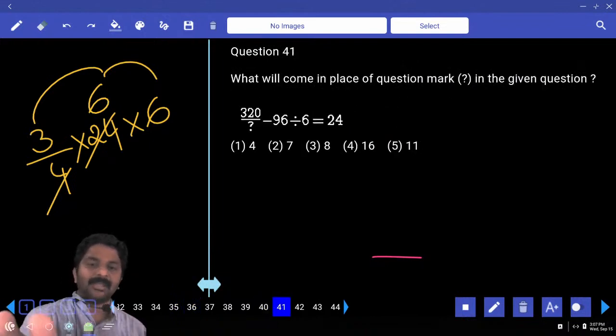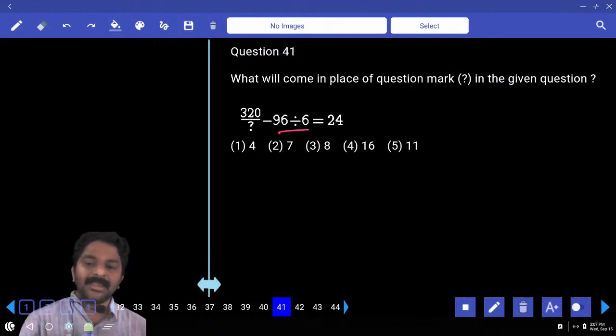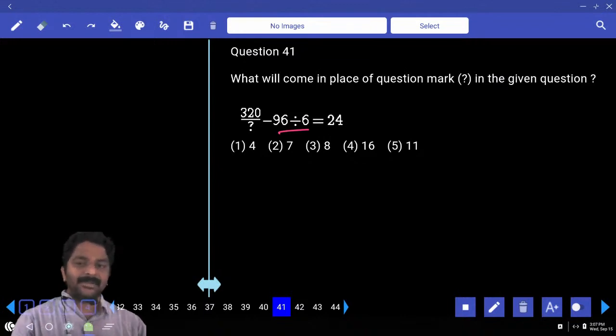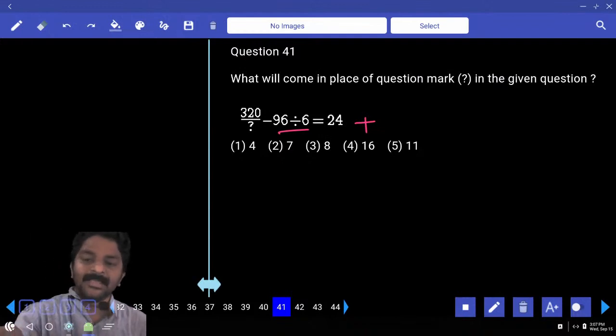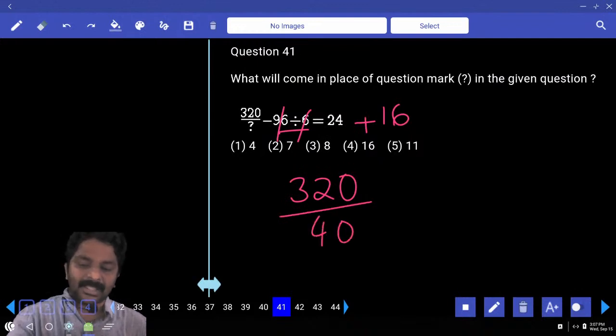Next, from 41 onwards. Come on. Let us complete this negative number and division. Left hand side negative number goes to right hand side and becomes positive number. Is this clear so far? 6 how many times? Minus 16 goes to right hand side and it becomes plus 16. 24, 16, 40. Then x is equal to 320 divided by 40. Answer 8, third option.